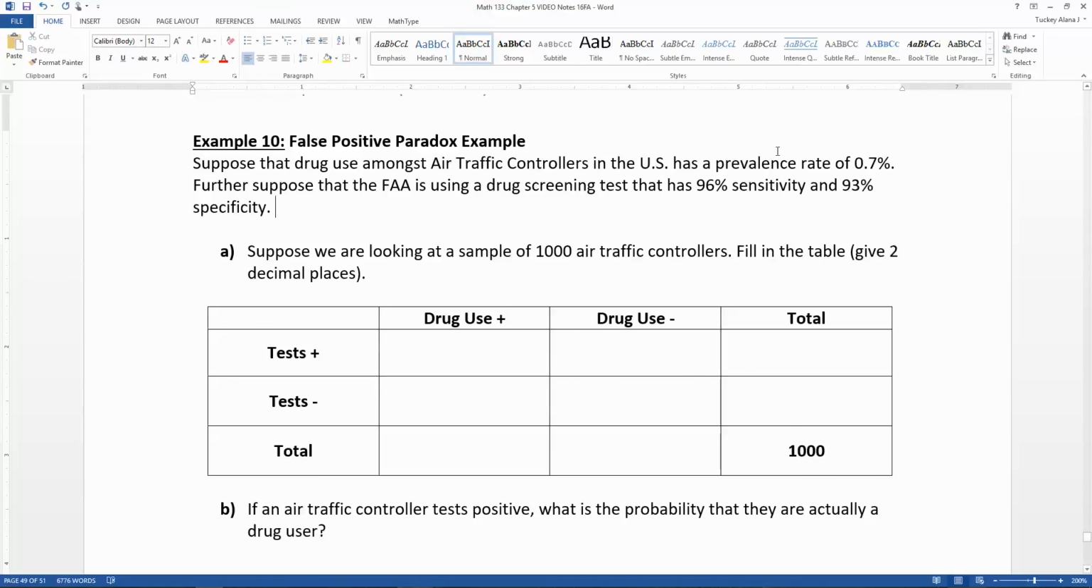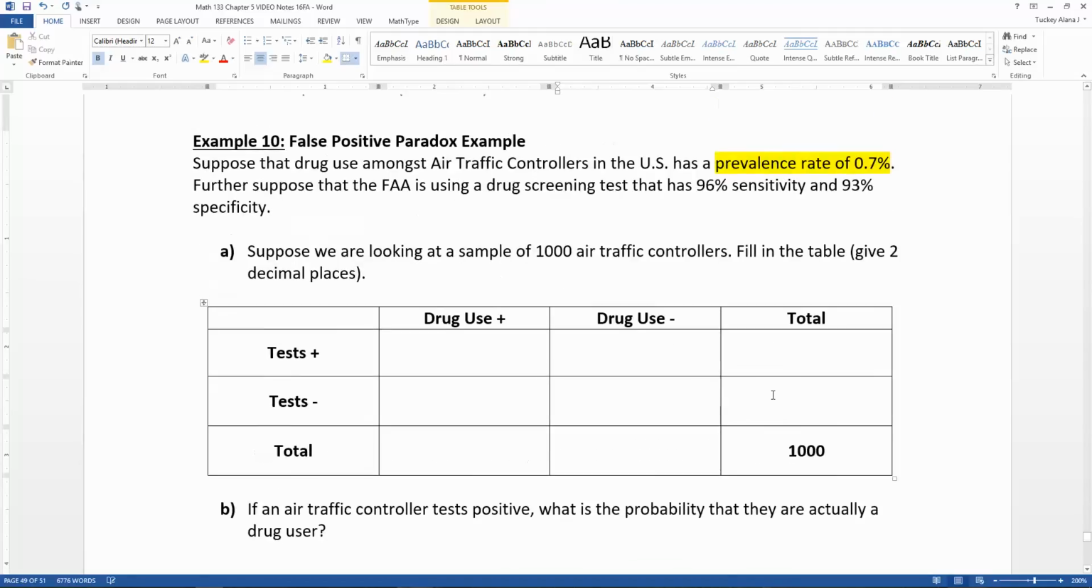What's really interesting to me is our prevalence rate. Write that right there. We somehow magically know. Of course, in real life, we don't get to know things like this as precisely, but we'll pretend that we know that the prevalence rate of drug use amongst air traffic controllers is 0.7. But we're polling 1,000 of them, or we're sampling 1,000 of them. It's probably not a poll, it's probably a drug test.